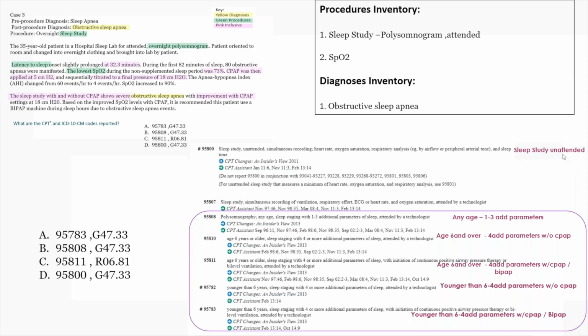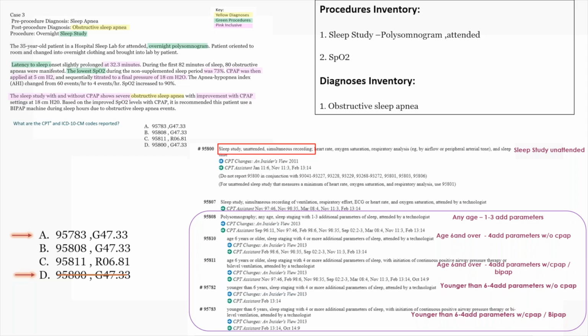Okay, thank you. Let's go ahead and solve the scenario. Let's look into option D, 95800. As I said, that is coding for a sleep study, unattended. It is just a sleep study. Let's cross-check with the procedure inventory. In the procedure inventory, we have a sleep study, specifically a polysomnogram, and it is attended. It was not an unattended one. So that eliminates option D.